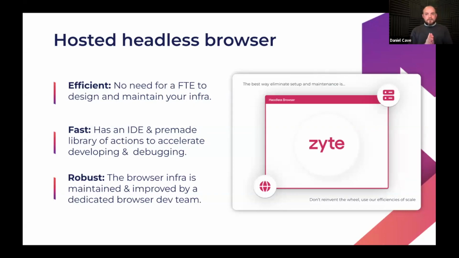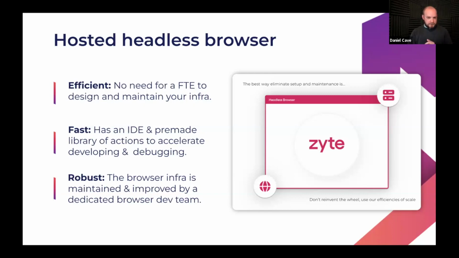So one good reason is that using a system like this is efficient. You don't need to hire full-time employees to design and maintain infrastructure. That's not really adding a whole bunch of value to your business. Working quickly, so we're going to see just how quick it is to turn on and scale up and scale down a headless browser farm using Zyte API. But also we have an IDE specifically built for this sort of thing. And we have a pre-made library of actions that you can just call via JSON to help develop and debug your scripts.